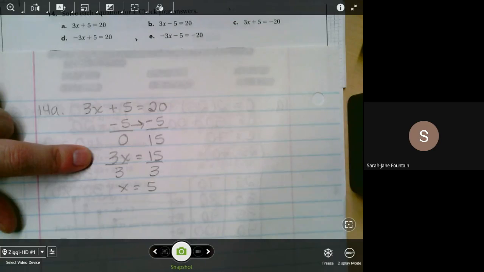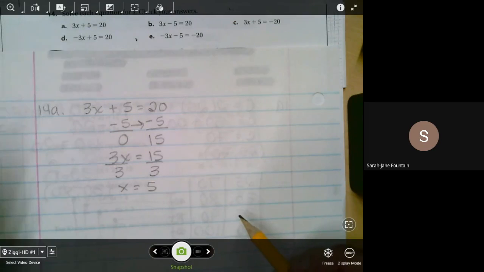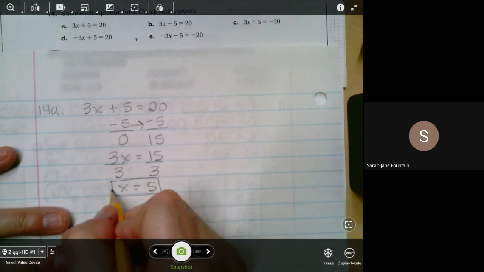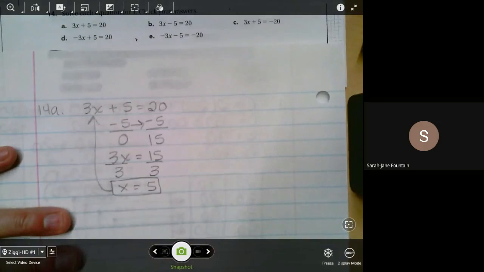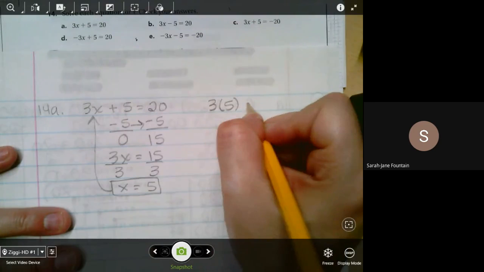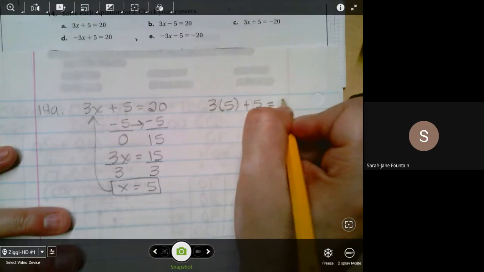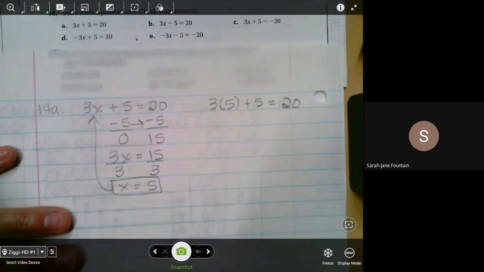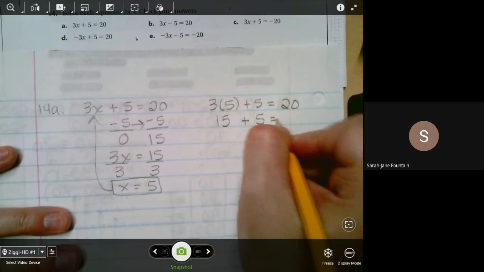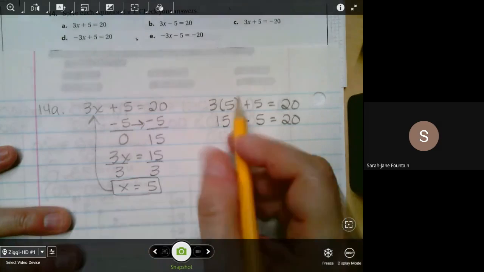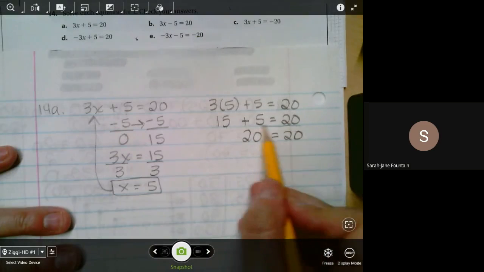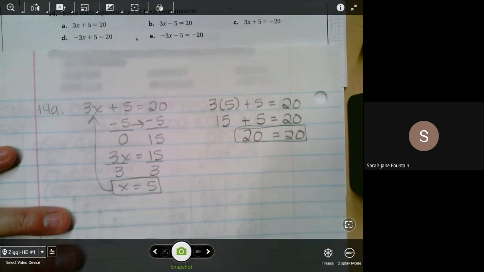Does that make sense? Now, if I want to check my answer like the problem tells me to, I'm going to take my x, that was my answer, and I'm going to plug it in for the x in the problem. So now I have 3 times 5 plus 5 equals 20. 3 times 5 is 15 plus 5 equals 20. 15 plus 5 is 20, which equals 20. If this happens when you check your answer, you did it right.